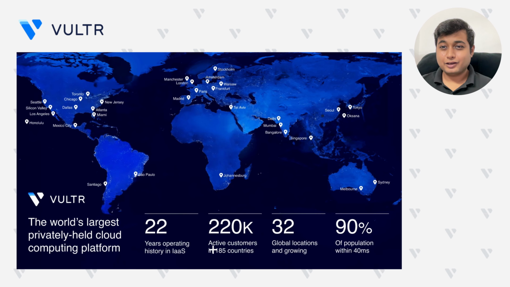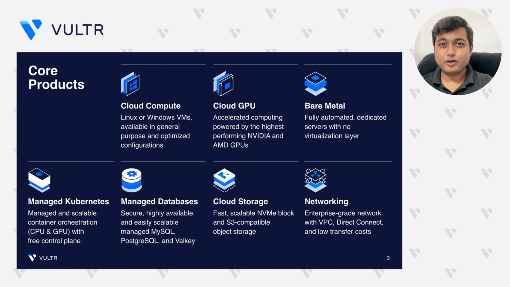Vultr is an alternate hyperscaler. We are the world's largest privately held cloud computing platform with more than 2 decades of operating history as an infrastructure provider. We've got more than 200,000 customers across the globe, with presence in 32 locations across 6 continents. According to the latest survey, we are able to reach 90% of the world's population within 40 milliseconds of network latency. And now that you know about Vultr, let me introduce you to our products.